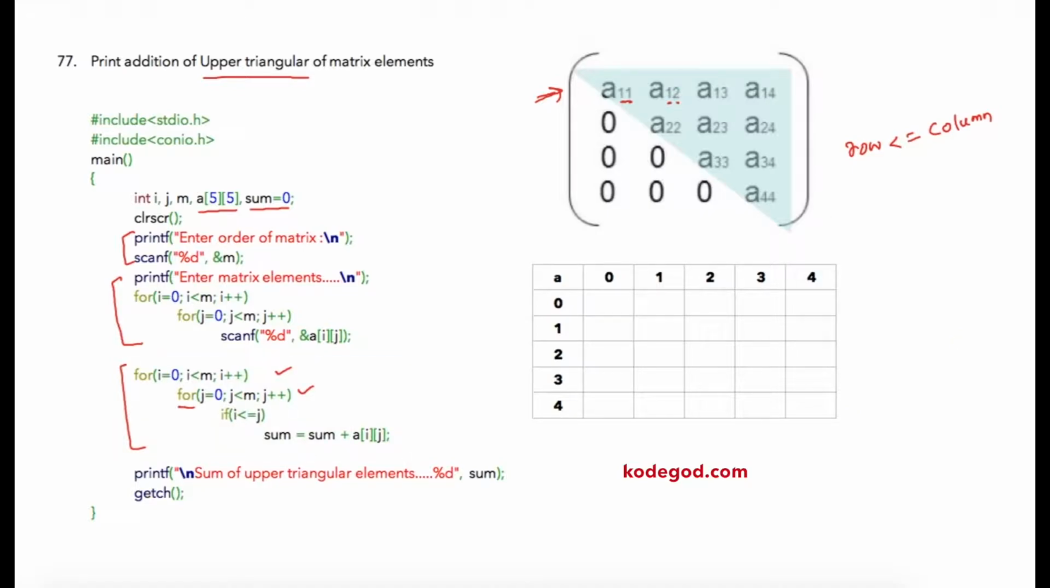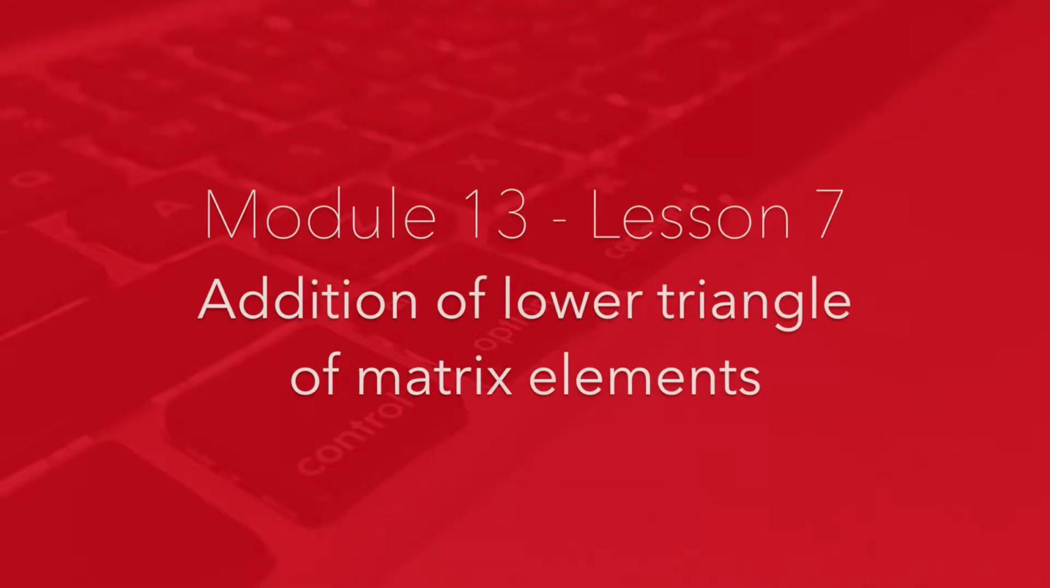And inside of my loop for columns, I have the condition if i less than or equal to j, that is my row number less than or equal to j. So for all those combinations, wherever this condition holds true, sum will be updated with the current value of the array element. And finally, when all elements are iterated, I'm printing "sum of upper triangular elements is %d", and %d will be replaced by the final value of sum.